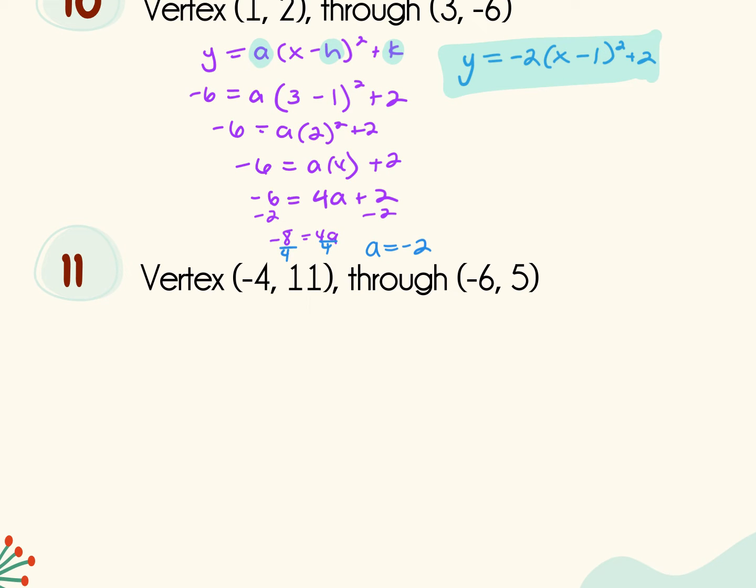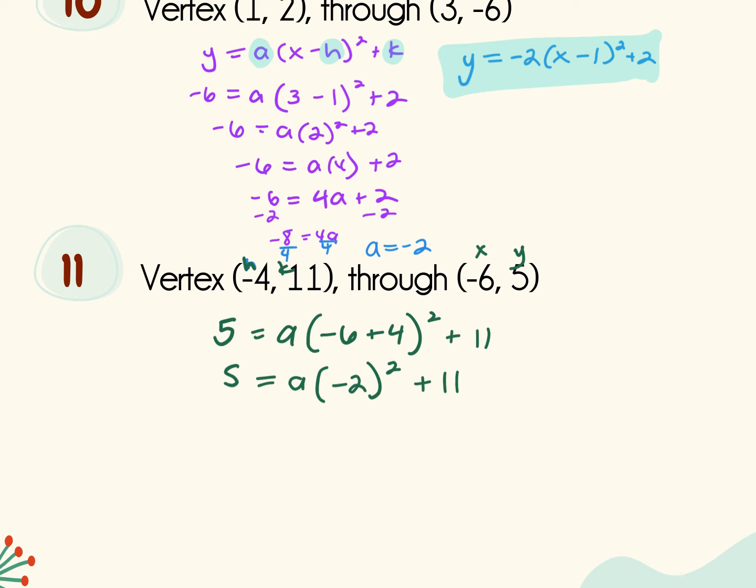Same question for 11. This would be my h, this would be my k. The negative 4 is my h, the 11 is the k. The negative 6 is the x, the 5 is the y. Plug it in. So y equals a parentheses x minus a negative 4 becomes plus 4 squared plus k, which is 11. 5 equals a times negative 2 squared plus 11.